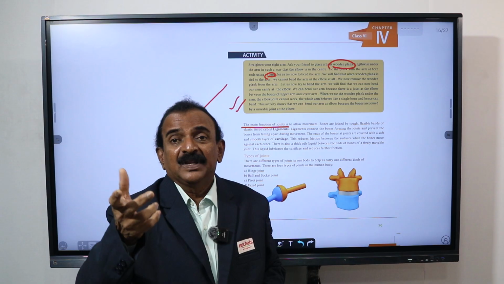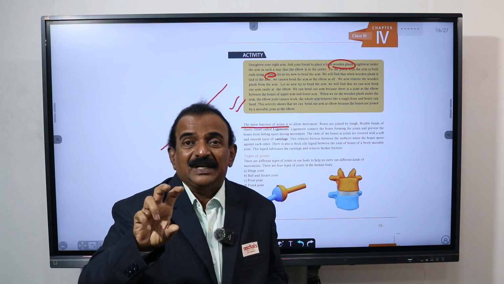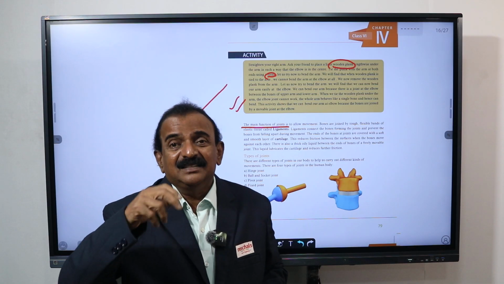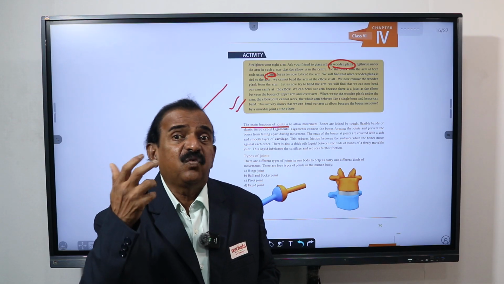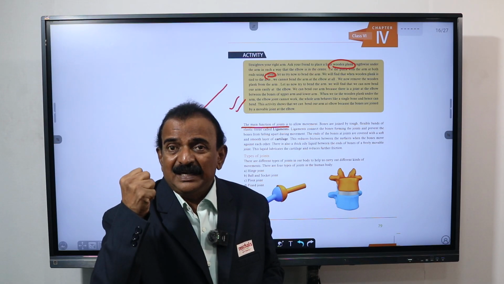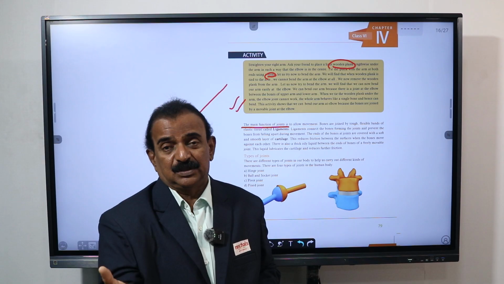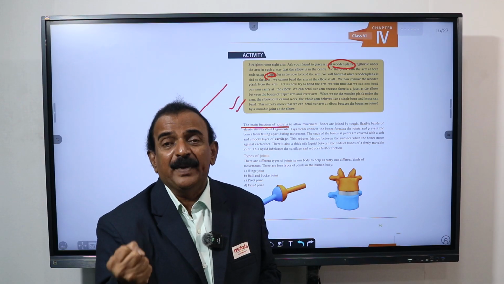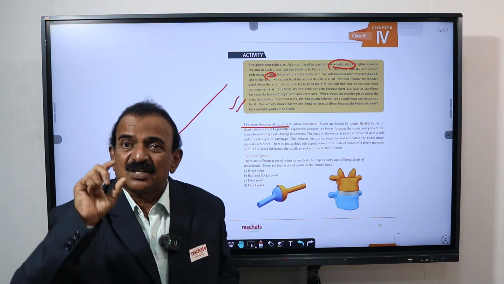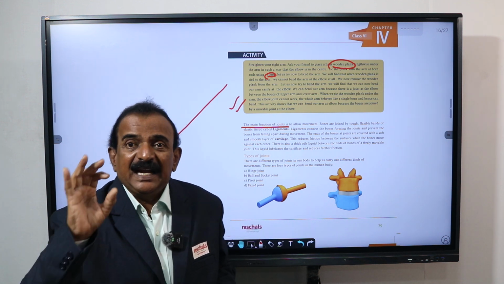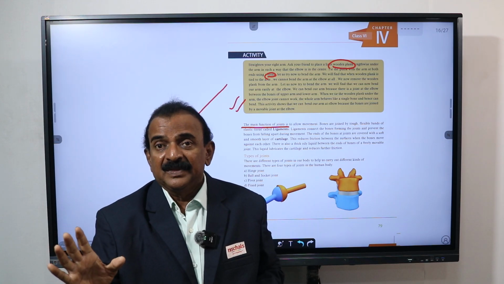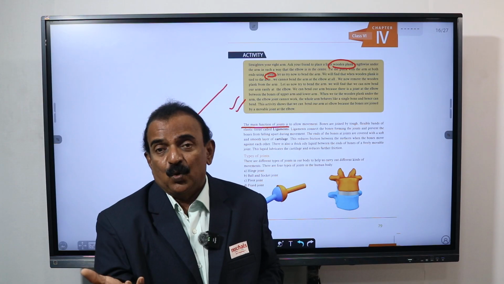tendons. Tendons are tough and strong white fibers made up of collagen fibers, and these collagen fibers connect the bones, helping in the movement of the bones. In the same way, ligaments are strong bands, and these bands are present between the joints. They make the bones move.